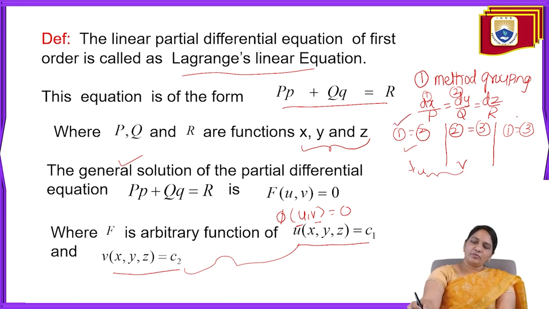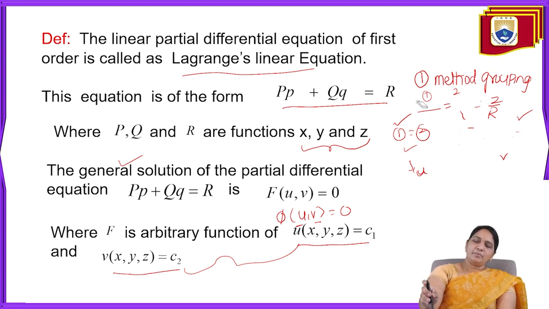Otherwise we can take 1 equal to 2 and 1 equal to 3. Then we can take the two solutions from this. Otherwise in some of the problems, 2 equal to 3 is one solution and 1 equal to 3 is another solution. So in some of the problems, we can get 1 equal to 2 or 2 equal to 3. In others, we get the solution from 2 equal to 3 or 1 equal to 3. It completely depends on the problem, what is given in the question. Based on that, we have to take the pairs. That means we are grouping these members. So this is the way to get the solution by using the method of grouping.